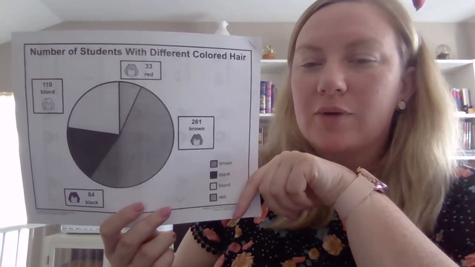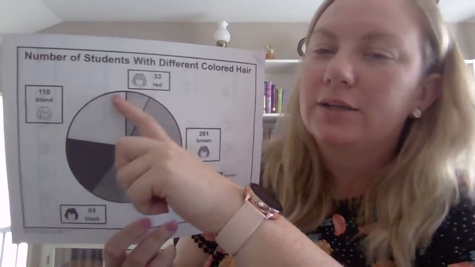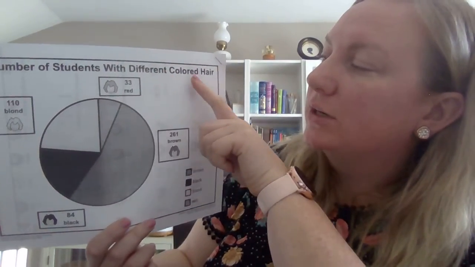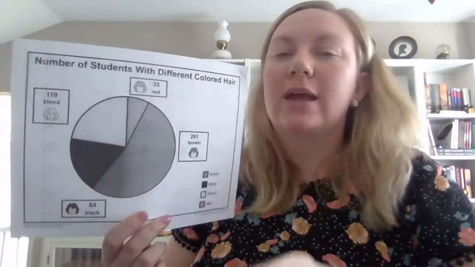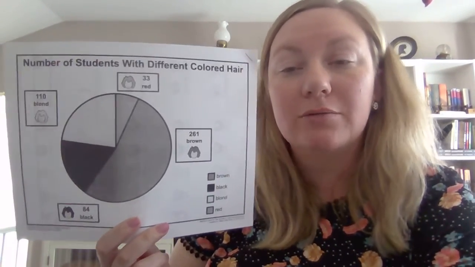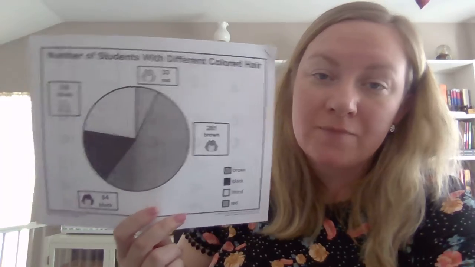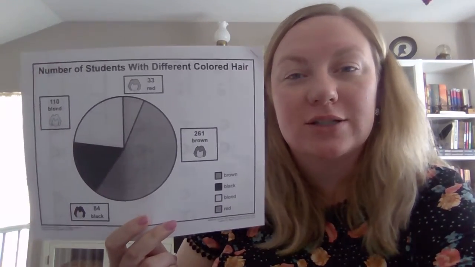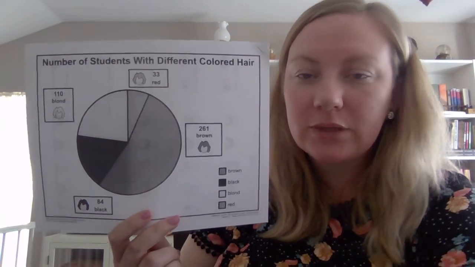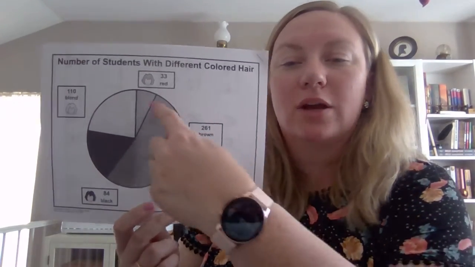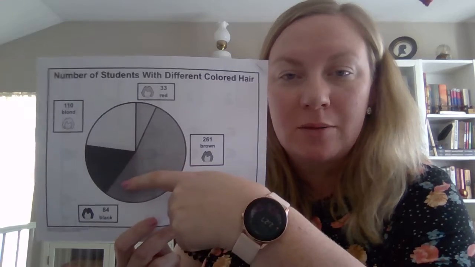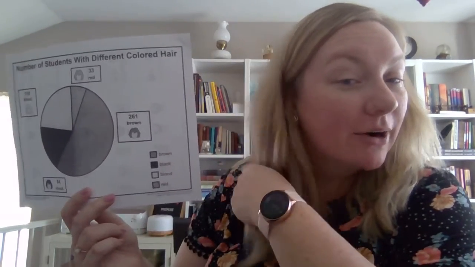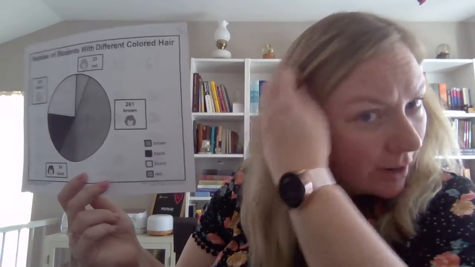So we have our graph packet here. The title of our graph is Number of Students with Different Colored Hair. So again, for the month of May, we're talking about genes and traits and how we get our traits, the way that we look, from our genes. That's from our DNA. So this graph, right, graphs are picture representations of numbers, and we're going to talk about the color of hair. So we're talking about hair color.